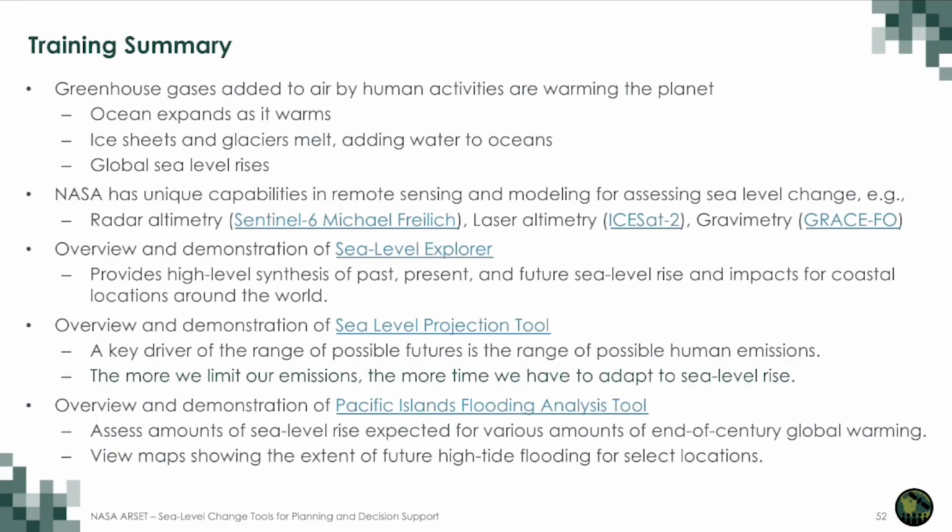A key driver of the range of possible futures is the range of possible human emissions. The more we limit our emissions, the more time we have to adapt to sea level rise. Today, you were also provided an overview and demonstration of the Pacific Islands Flooding Analysis Tool to assess amounts of sea level rise expected for various amounts of end-of-century global warming, and view maps showing the extent of future high tide flooding for select locations.